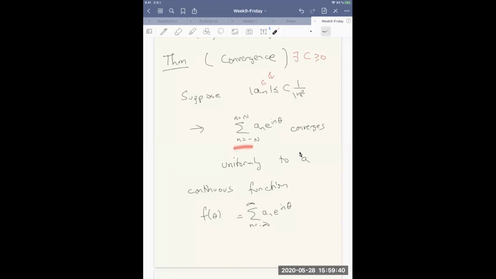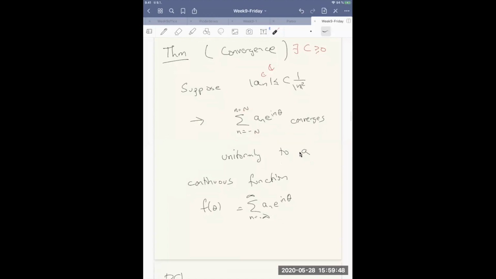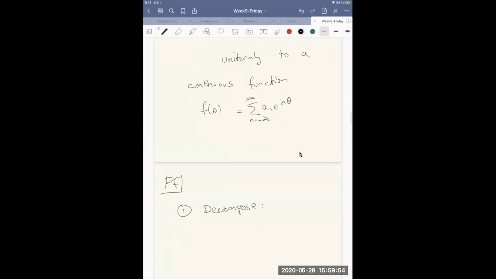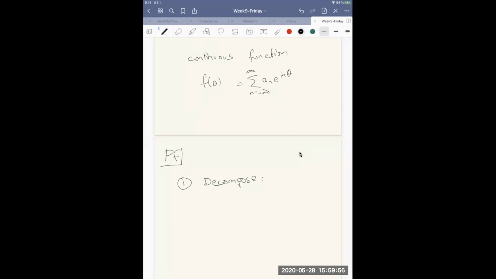Then the sequence of partial sums, and now the indexing is going from minus infinity to infinity, so you have to take it from minus N to capital N, converges uniformly to a continuous function that we denote as the infinite sum from minus infinity to infinity. Well, let's do the proof of this. This is fairly short. First, we want to decompose this into two normal sums that start from an index.